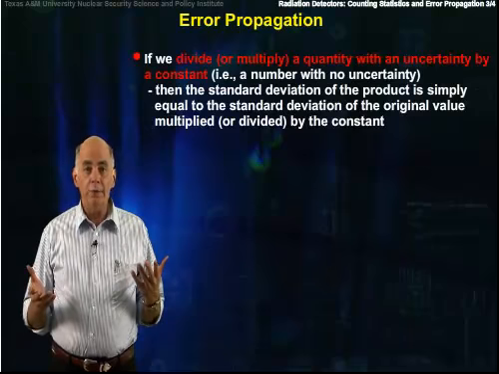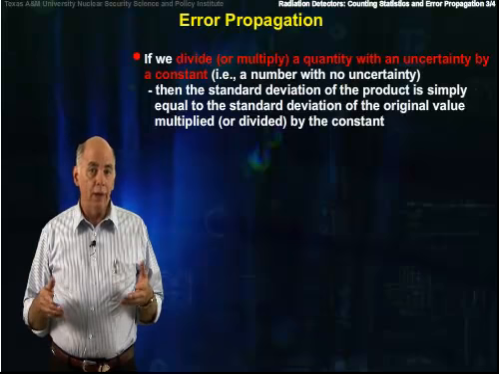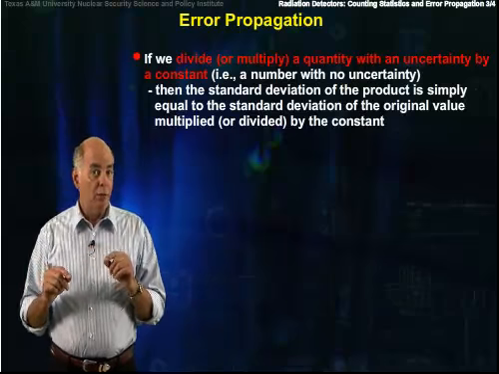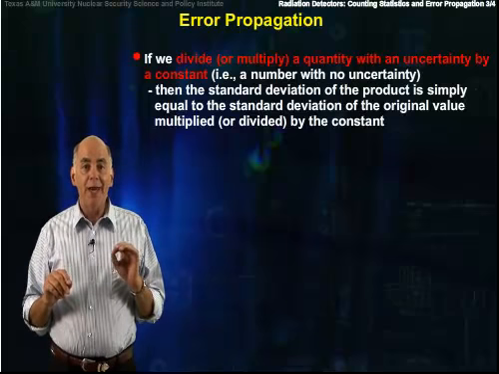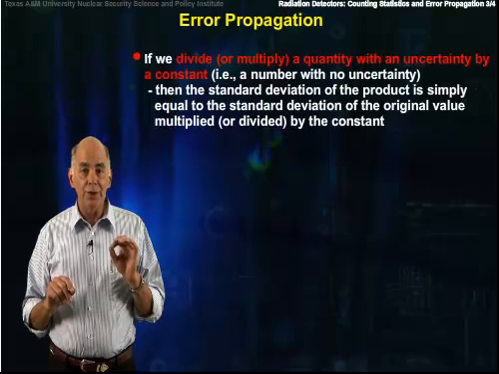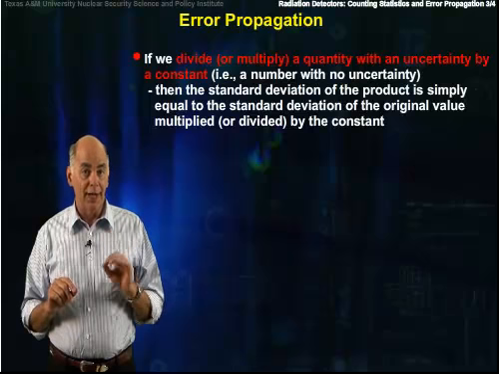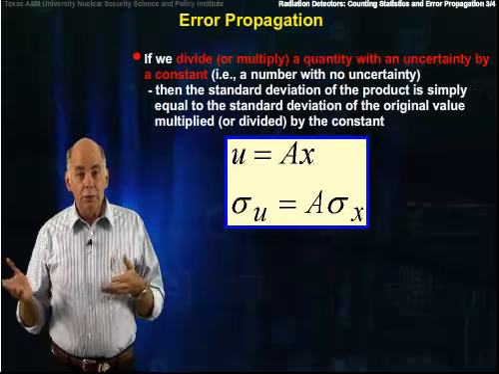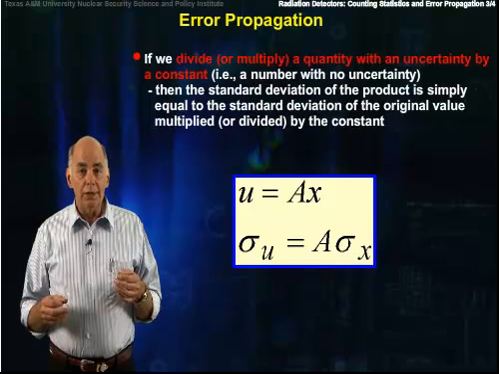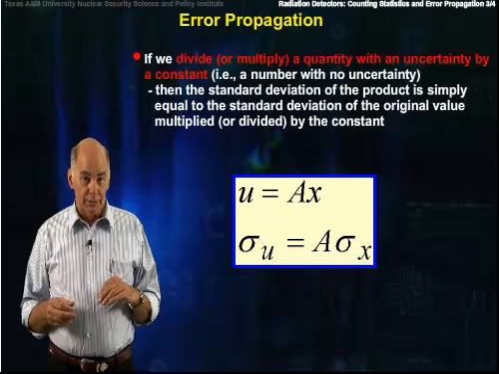Well, what if we multiply a count by a constant? If we divide or multiply a quantity with a known uncertainty by a constant, that is a number with no uncertainty, then the standard deviation of the product is simply equal to the standard deviation of the original quantity multiplied or divided by the constant. Thus, if u equals ax, where a is a constant, then the standard deviation of u is equal to a times the standard deviation of x.